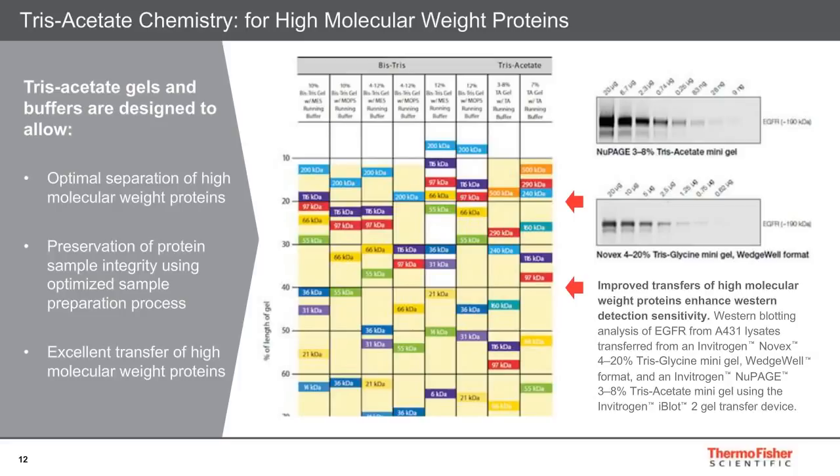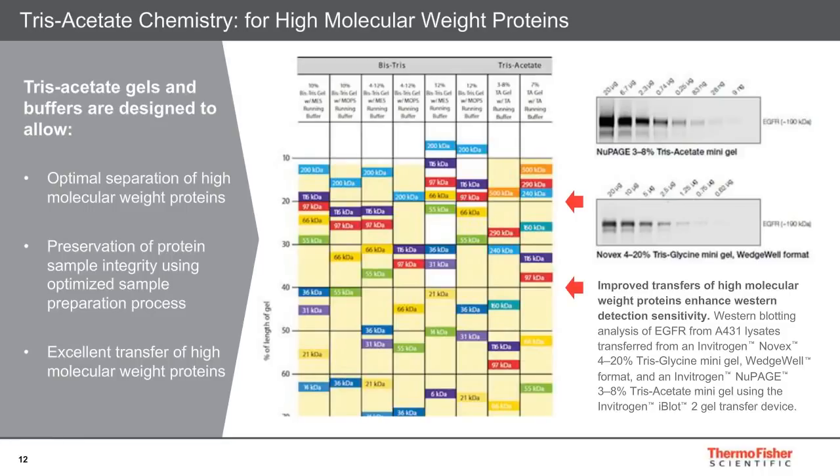Now, the Tris-Acetate chemistry is specialized for optimal protein separation and transfer of high molecular weight proteins, as high as 500 kilodaltons in size. If you are working with high molecular weight proteins like EGFR or EGF receptor, BRCA, or some other larger membrane proteins, this is an ideal gel chemistry for such applications. Migration charts are provided by all precast gel vendors, and they are a great resource in deciding which particular gel chemistry or gel percentage within a chemistry will be optimal for your protein of interest.